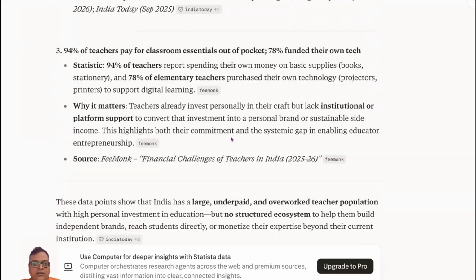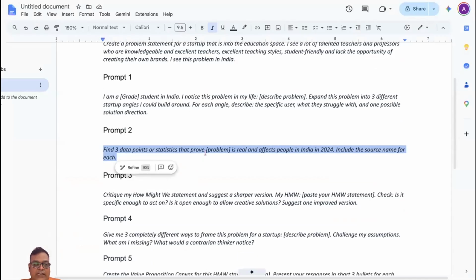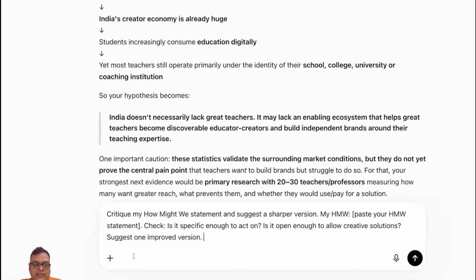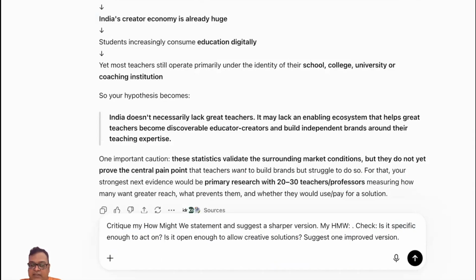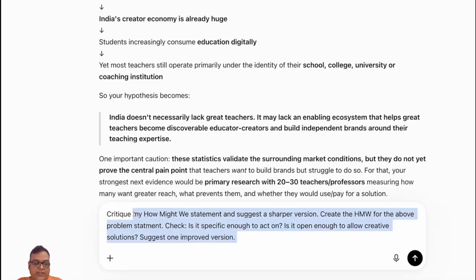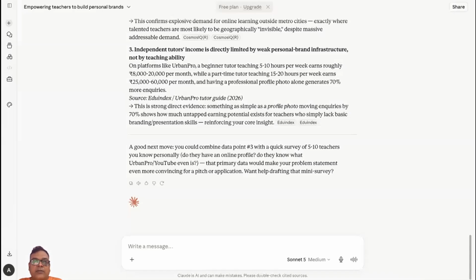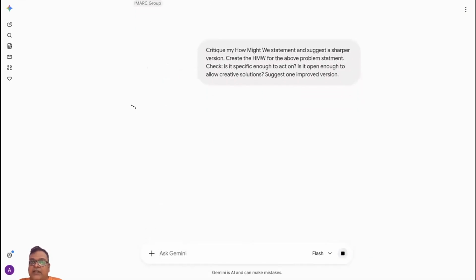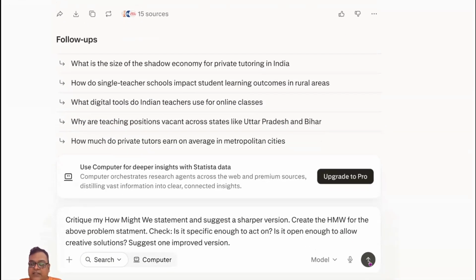Okay. Why it matters. Wonderful. Great. Now, let's use our third prompt because we are interested in creating the how might we statement. We will just go here, click it. Yes, and it says paste your HMW. So far it has not been created. So what you do is create the HMW, how might we, for the above problem statement. And yeah, let me just copy this, and I'll paste it here. I'll hit enter. Come to Gemini, paste it here, hit enter, come to Gemini, paste it here and hit enter.